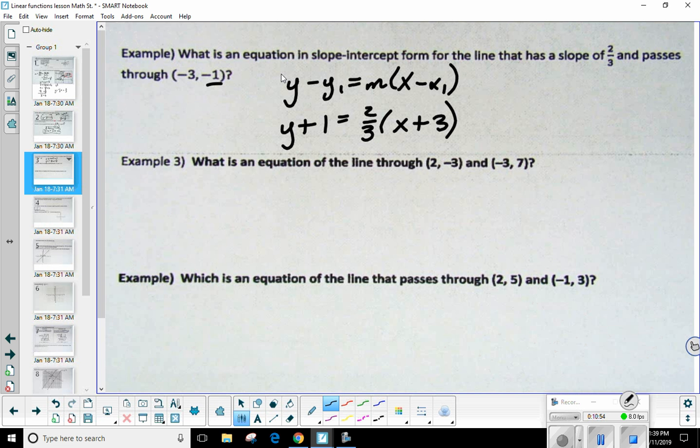And here's the thing, the form that you're asked to give your final answer in may not always be the form that you initially write. For example, if you do have the slope and the y-intercept, but you want point slope, I would probably just go ahead and write slope-intercept and then rewrite it to look like point slope. Or if you wanted standard form, definitely start with those and then manipulate the equation so that you have the form that you want.